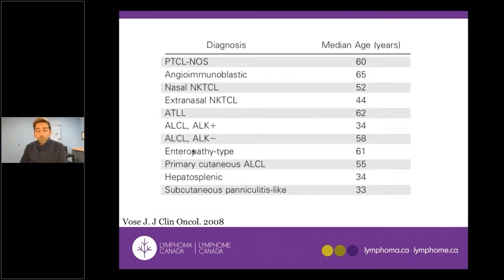We also noticed that different types of T-cell lymphoma present at different median ages. So for example, PTCL is more common in patients in their 60s, but if you look at aggressive lymphomas like hepatosplenic down right here, the median age is around 34, etc. So all of these lymphomas are quite different.